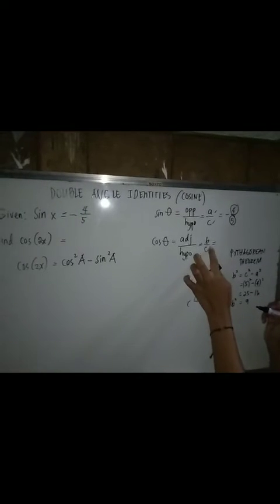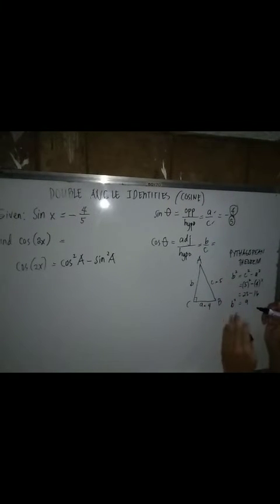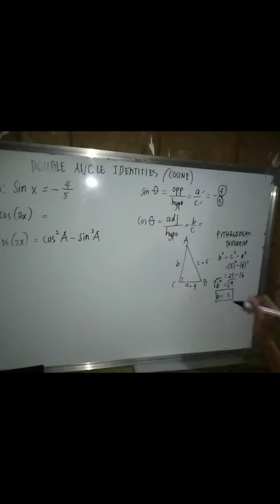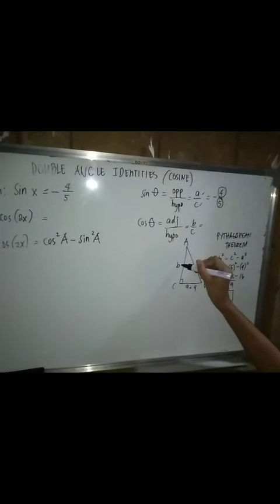So 5 squared is 25, minus 4 squared, which is 16. So 25 minus 16, we have 9. Bring down B squared. Because B is missing, we need to take the square root. B is equal to 3, because the square root of 9 is 3, a perfect square. So now, we have our B. B is equal to 3.